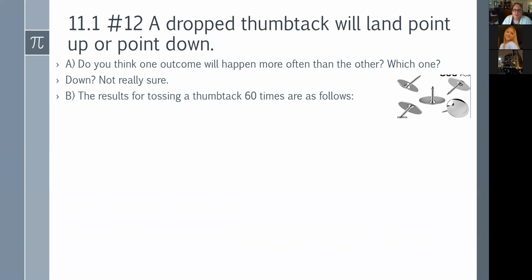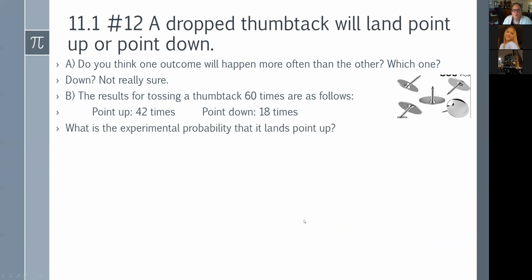Part B, the results for tossing a thumbtack 60 times are as follows. Somebody collected some data, and it landed point up 42 times and point down 18 times. It says, what's the experimental probability that it lands point up? Well, 42 out of 60 times it landed point up. That reduces down to 7 out of 10, or 0.7. Point down, it landed point down 18 out of 60 times, which is 3 out of 10, or 0.3.